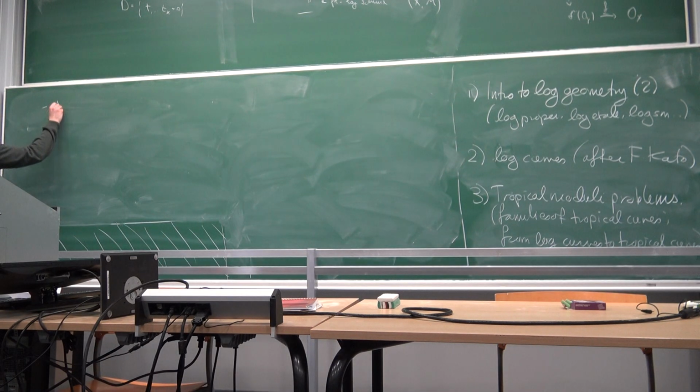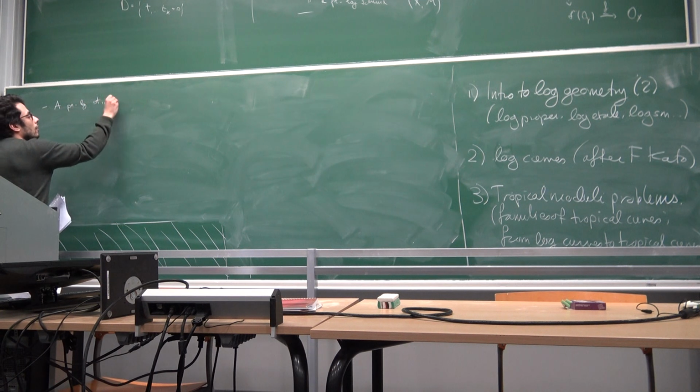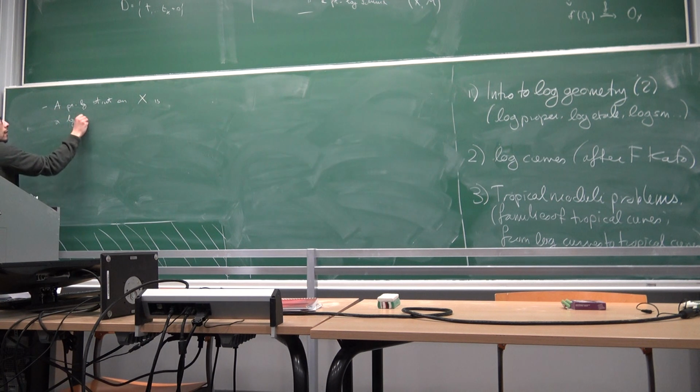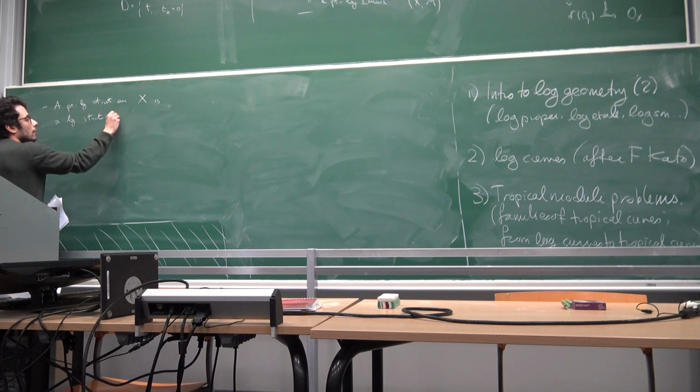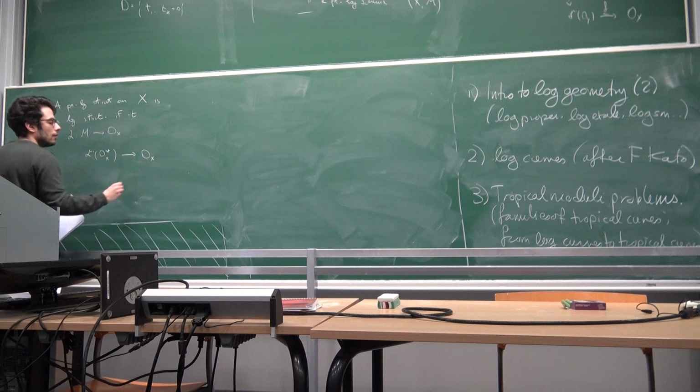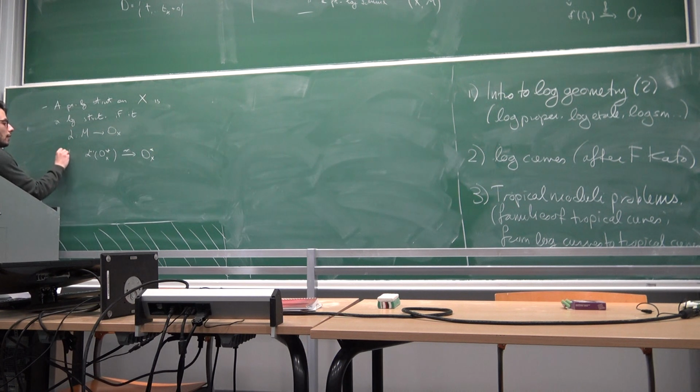Now, a pre-log structure on a scheme X is a log structure if it satisfies the following: we have this pre-log structure, and we require that the restriction of alpha to the preimage of the sheaf of invertible functions on X induces an isomorphism with OX star. So here this is the restriction of alpha.